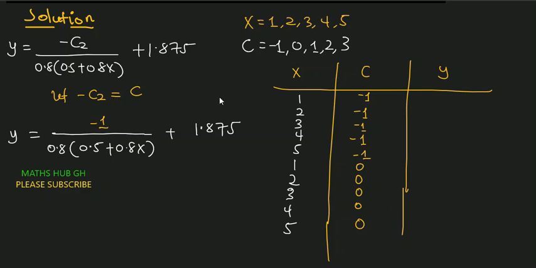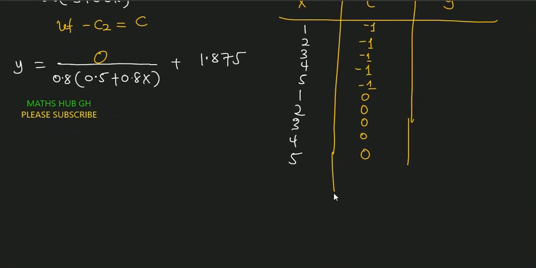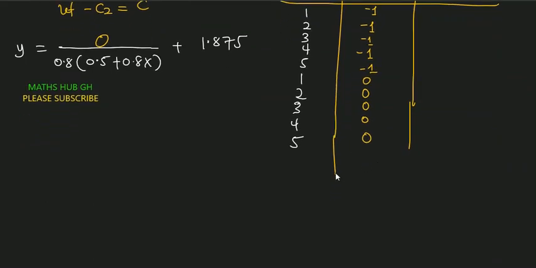When we do this, you put 0 here rather. Then we'll be changing the x values to get our y values. When we are done, we continue again. We start our x values again: 1, 2, 3, 4, 5. Then our next c value is going to be 1, so we're going to have 1, 1, 1, 1, 1. You substitute 1 into this expression and then calculate our y value. So that's how the table is going to be.